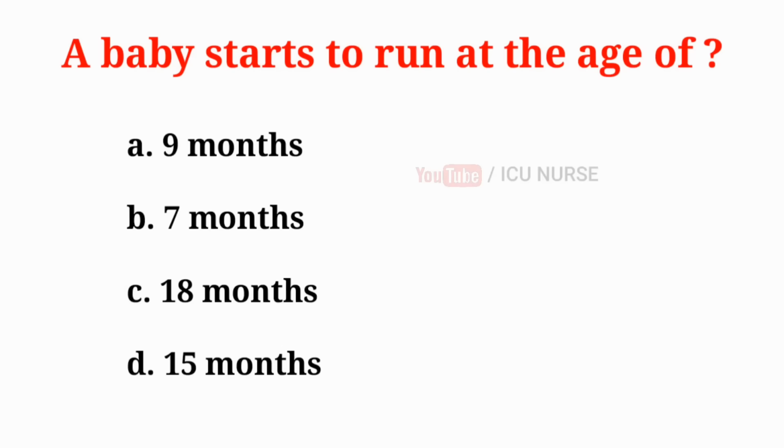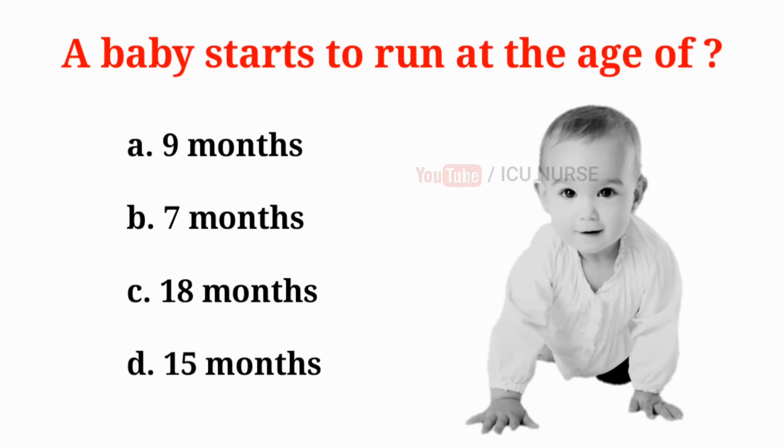A baby starts to run at the age of A. 9 months, B. 7 months, C. 18 months, D. 15 months, and the correct answer is C. 18 months.